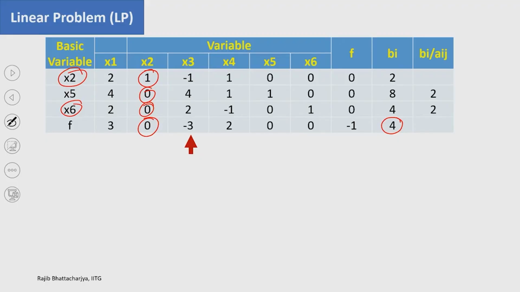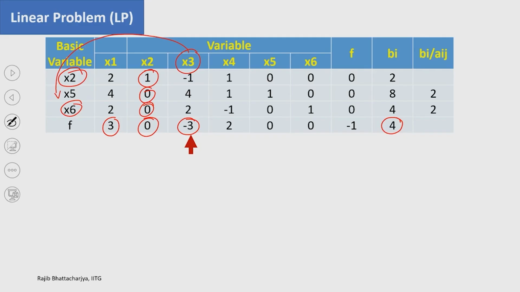Okay. Now, are we getting the optimal solution? Now, what do we have to check? Is there any negative coefficient in the objective function? Okay. So, here the coefficient of x1 is 3, the coefficient of x2 is 0, x3 is -3, that means there is a negative coefficient. So, therefore, that means we can get an improved solution. So, what will we do? This is the negative. So, therefore, x3 will come as a basic variable.